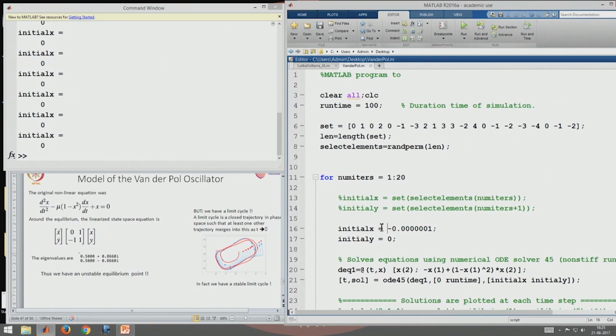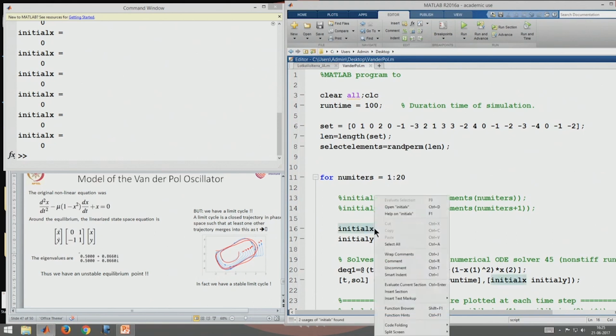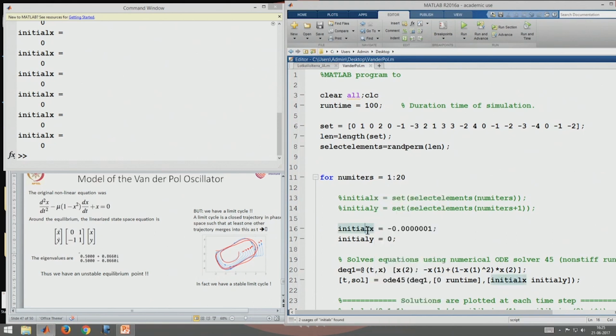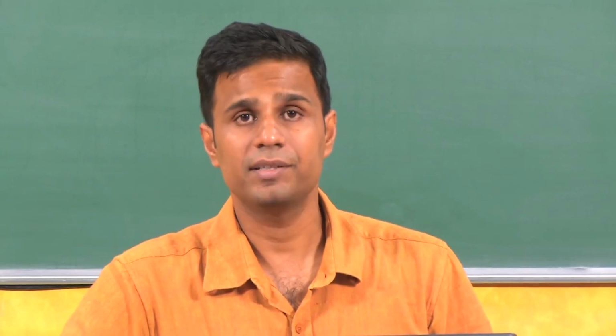So, let me perturb the initial condition a little bit along the x direction. I can do it along y, and it has the same behavior. When I perturb it along the x direction by a factor of 10 to the power minus 6 or 7, whatever this is, and then do the simulation, because it is an unstable equilibrium point, it is not supposed to stay there, and that is exactly what happens.